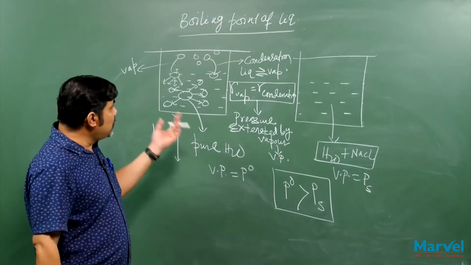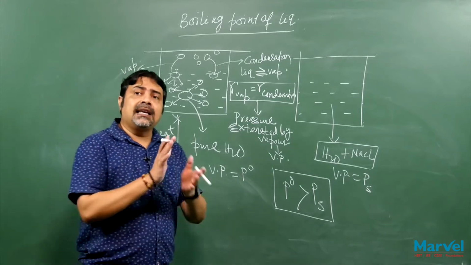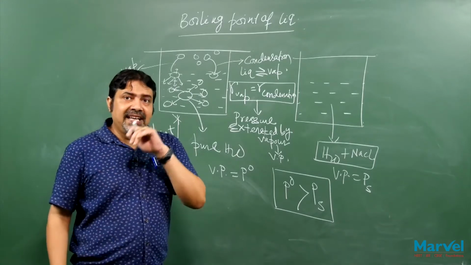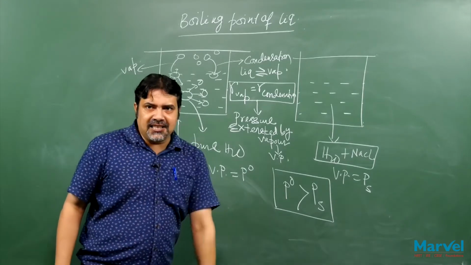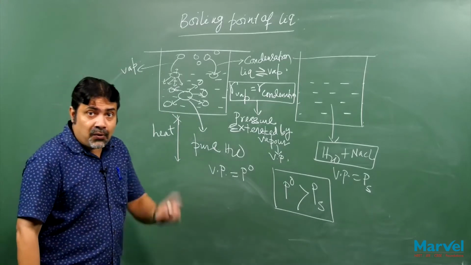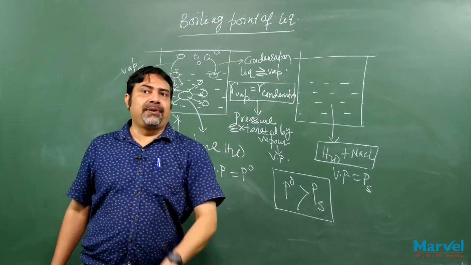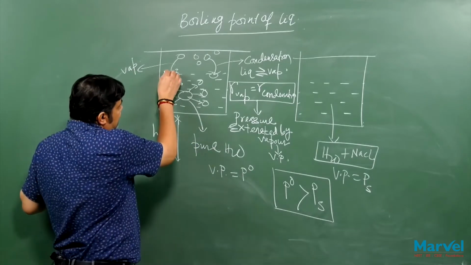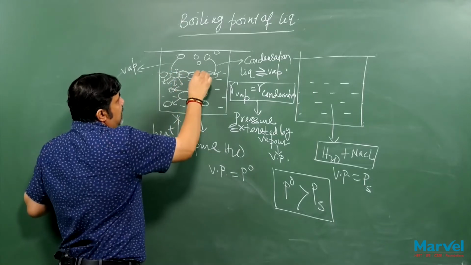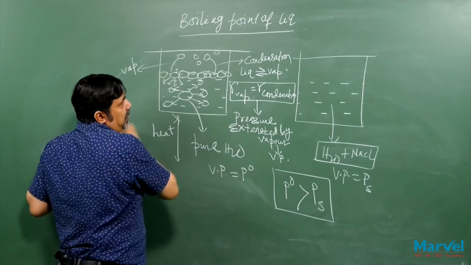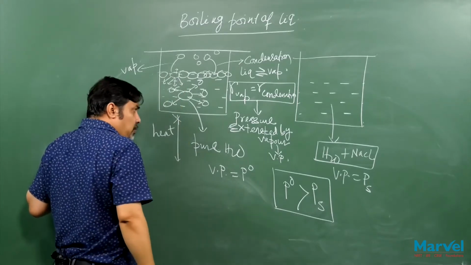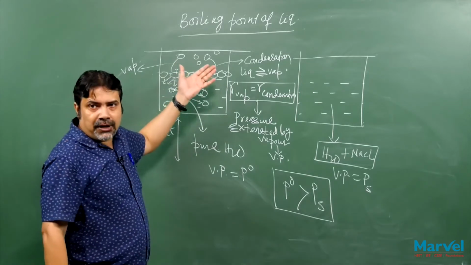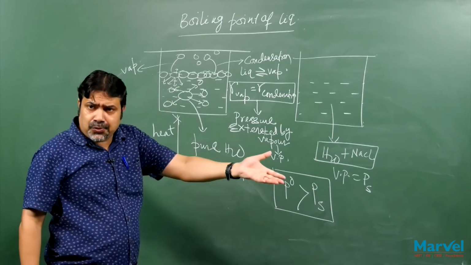Now look at this: the vaporization process is directly proportional to the availability of the solvent molecules on the surface. It is a surface phenomenon. So vaporization is a surface phenomenon, whereas boiling point is a bulk phenomenon. Vaporization depends on the availability of solvent molecules on the surface. So if more solvent molecules are available, immediately a lot of vapor will be produced, and the vapor pressure will also be very high.